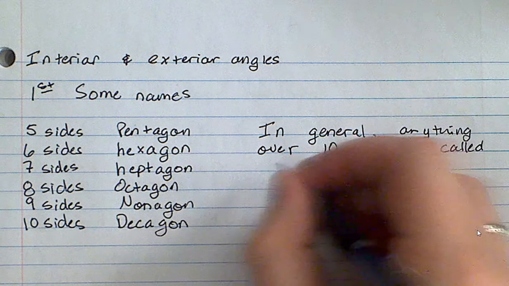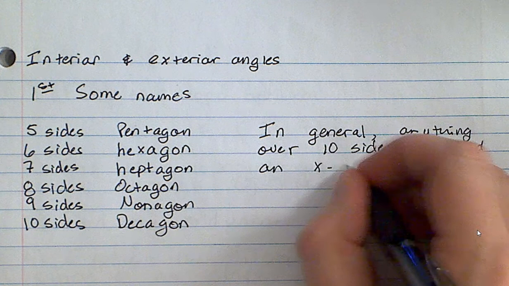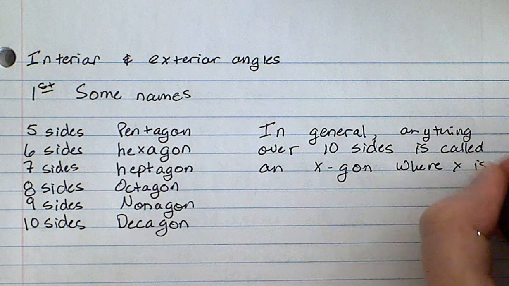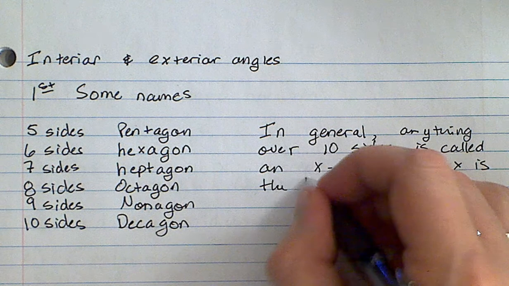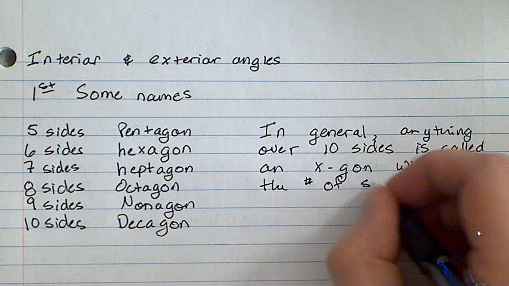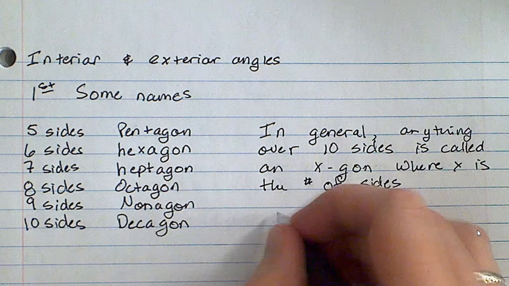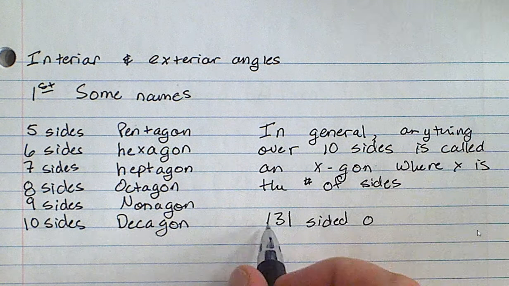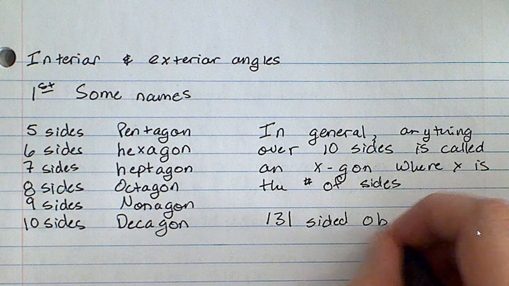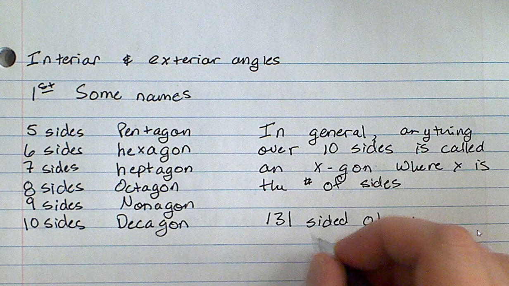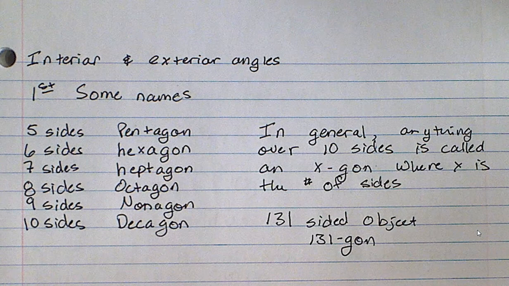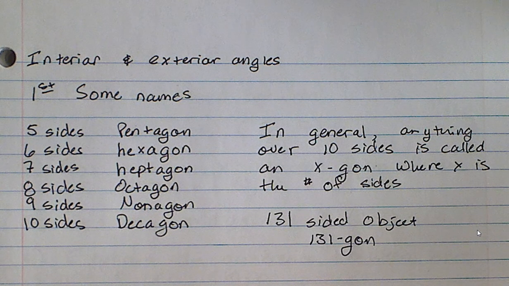is called an x-gon, where x is the number of sides. So 12-gon, 13-gon. A 131-sided object would be called a 131-gon. X in this case is whatever the number is.